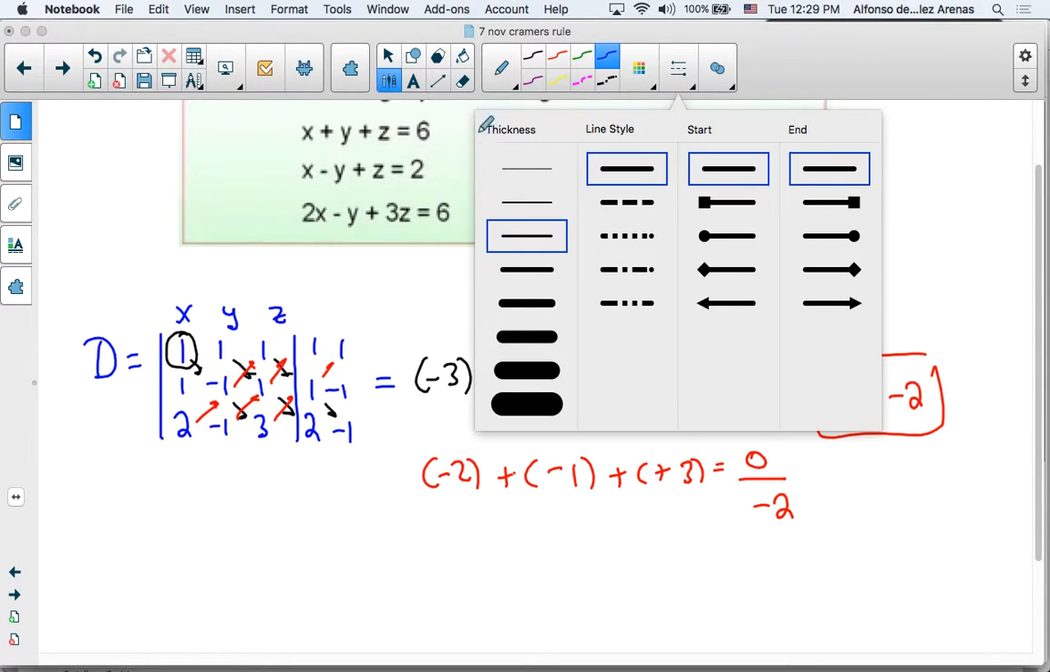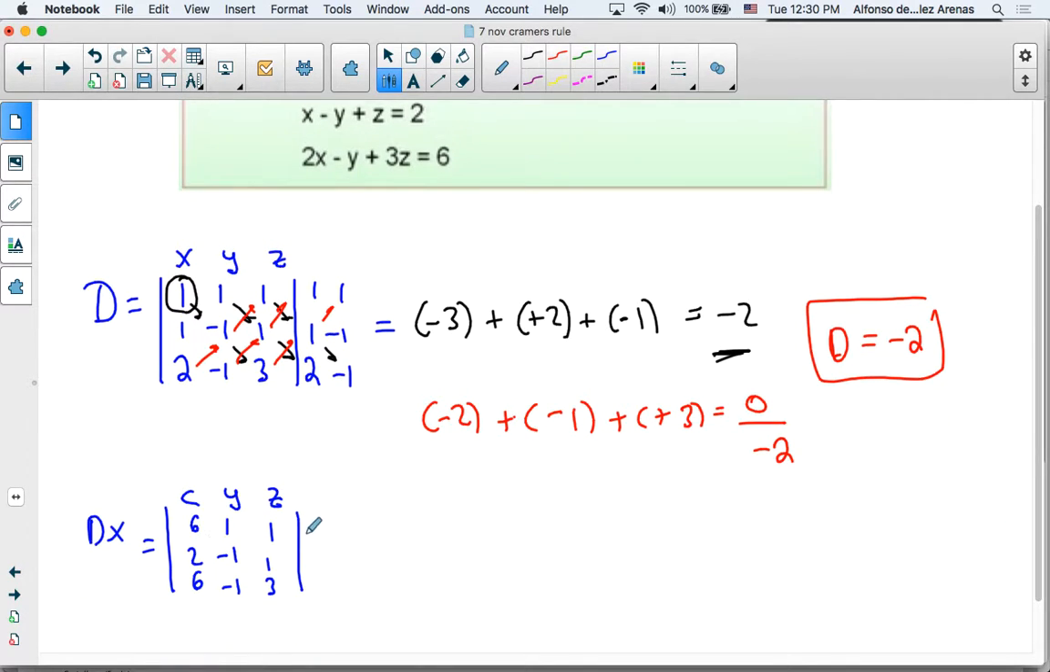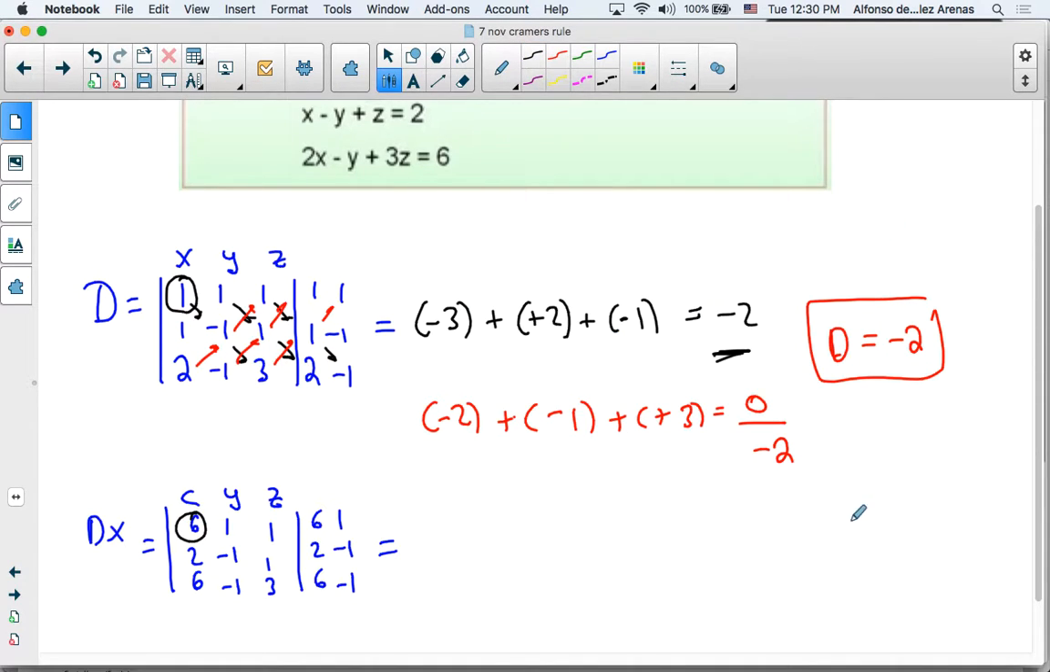dx. So dx, don't use x. We have the constants here, which are 6, 2, and 6. Then the y's and the z's. The y's are the same, 1, -1, and -1. And the z's are 1, 1, and 3. Again, rewrite the first two columns, 6, 2, 6, 1, -1, -1, and begin the multiplication here in 1, 1.